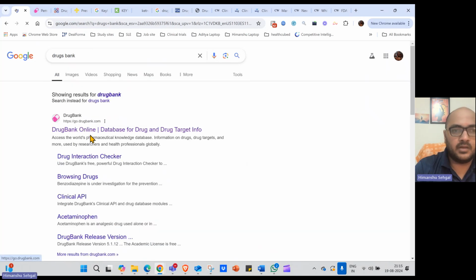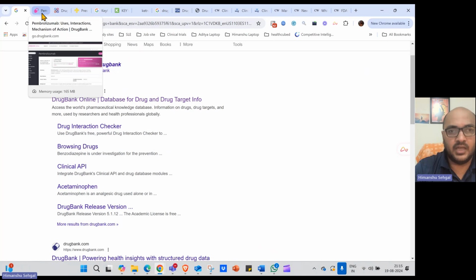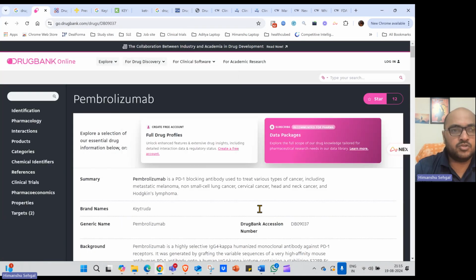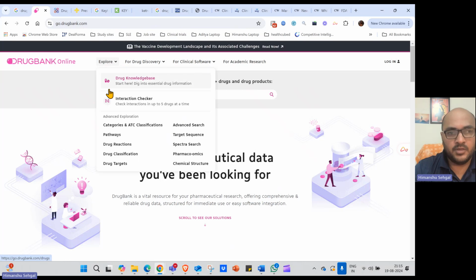If we search for DrugBank, this is the first link you should get. Again, this is a very amazing website with a lot of details. So let me just show you. Once we go into this website, this is the first page. Firstly, you can look for drugs, targets, pathways, and indications. You can get all this information and explore from here.